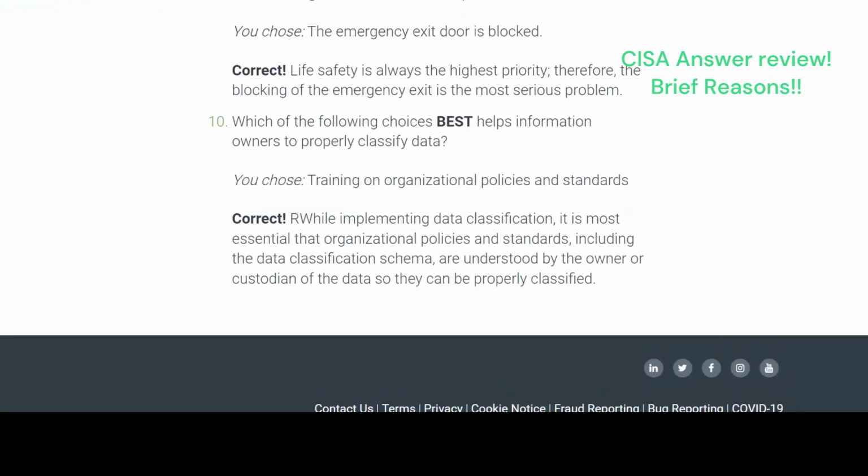The last one: which of the following choices best helps an information owner to properly classify the data? Training is the one we talked about, and understanding the policy and the standard. While implementing data classification, it is essential that the organization's policy and standards, including the data classification scheme, are understood by the owner and custodian of the data, the person who holds the data, so that they can properly classify it.